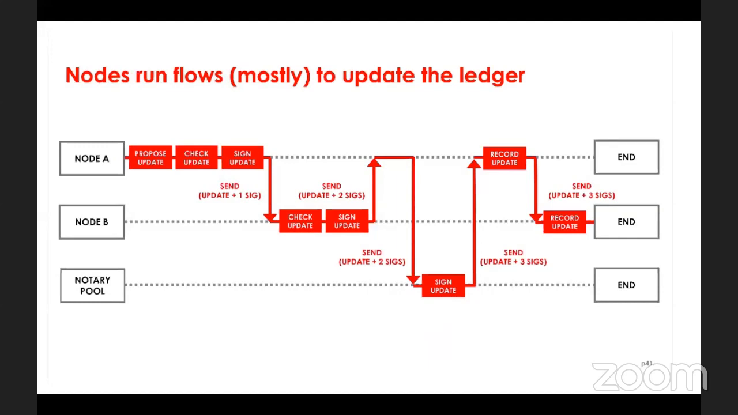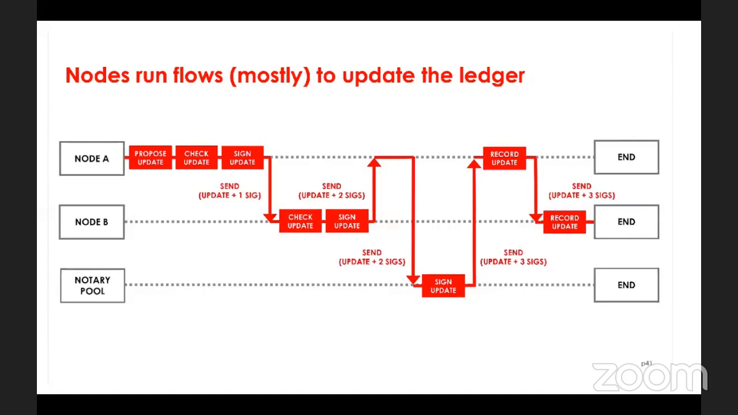That is why we need to understand how this flow framework works. For example, there is node A, node B, and notary pool. See, in this case, node A proposes an update, checks the update and signs the update. Once it is signed, it is sent to the other node for checking and signing. It signs and returns it, so the initiator is node A, and the responder is node B. Then it responds back to node A. Again, node A initiates to the notary pool. Notary pool is the responder. It signs the update and node A records the update.